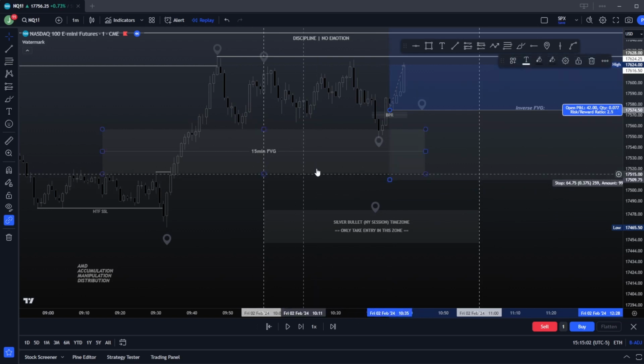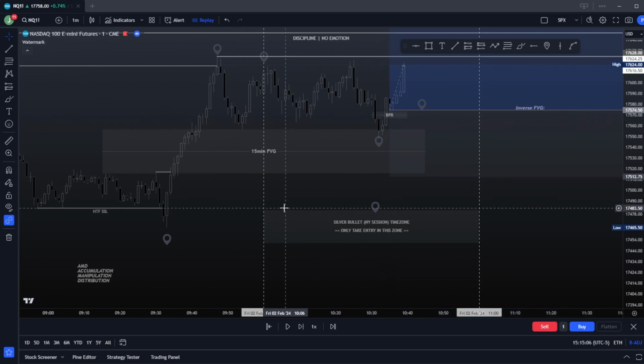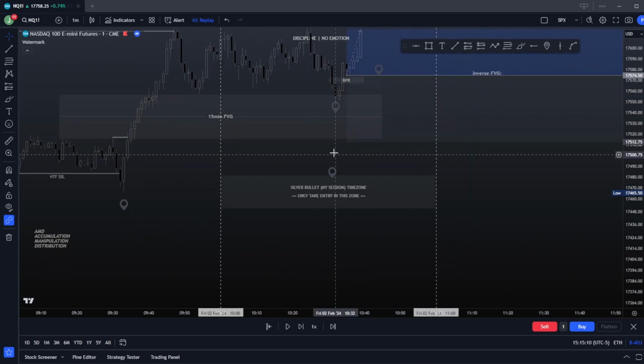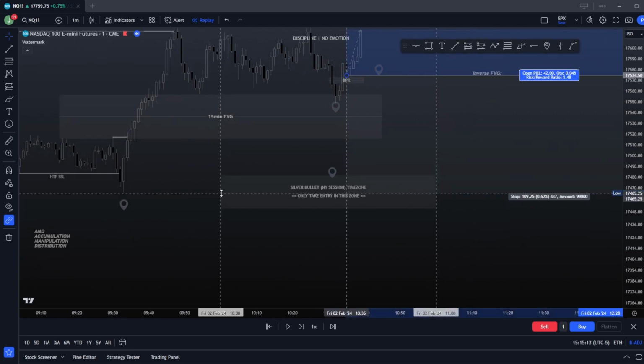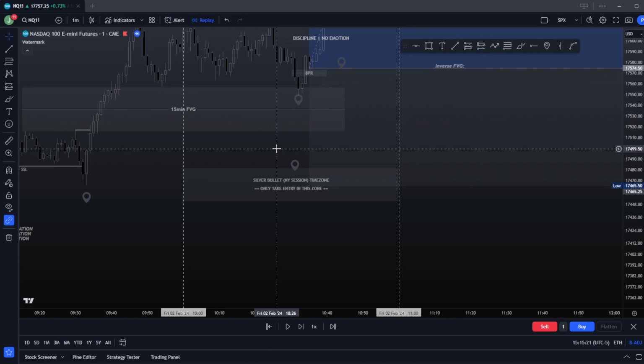But I would put it below this 15-minute fair value gap. That's where I personally would be comfortable. But sticking to the rules of the stop, you're supposed to put it under the swing low or swing high. But like I say, you start trailing as needed.